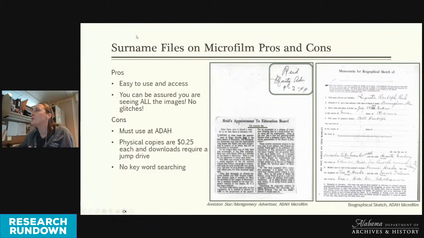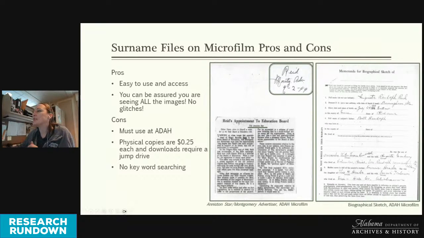So some pros and cons to the surname files on microfilm. Some pros are it's easy to use and access. You can be assured you are seeing all the images and no glitches. And then cons, you have to be at ADAH to view it. You have to be here and come here. Physical copies are 25 cents each, and downloads require a jump drive. So downloads are free, but you've got to have a jump drive. Physical copies are 25 cents a page, and there's no keyword searching, so you've got to do it manually. You have to do it the old-fashioned way.